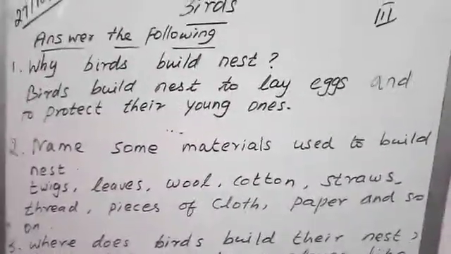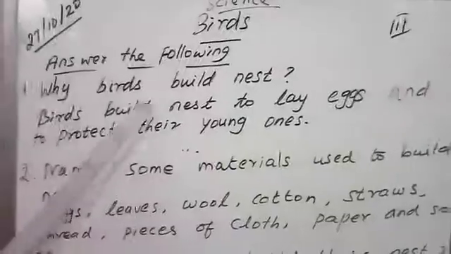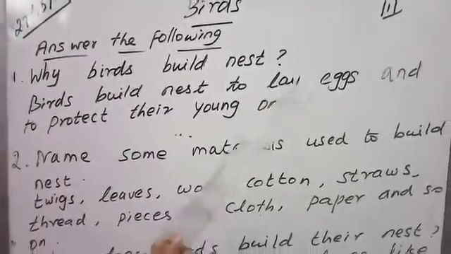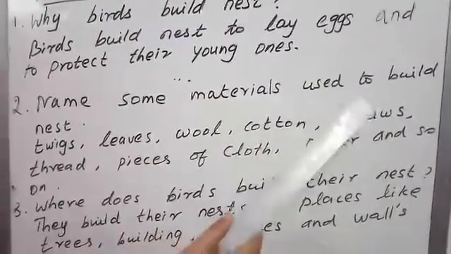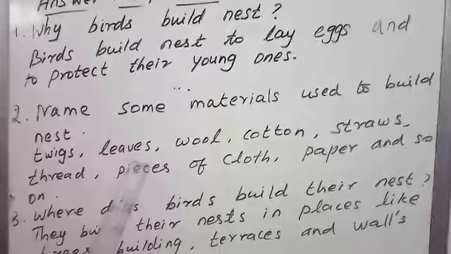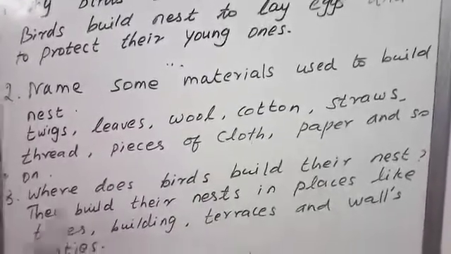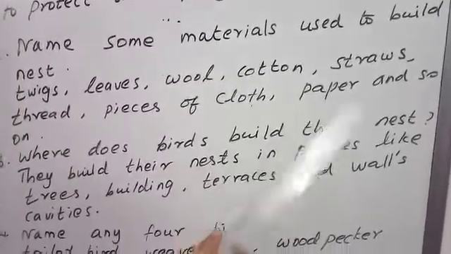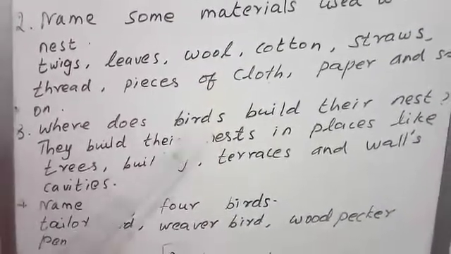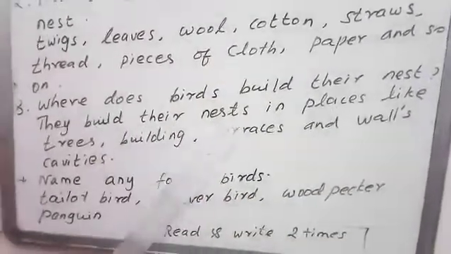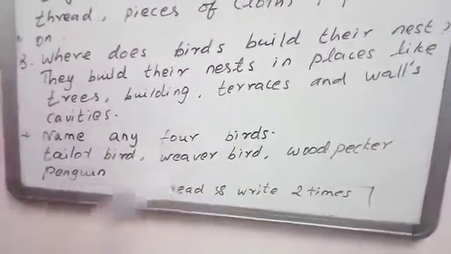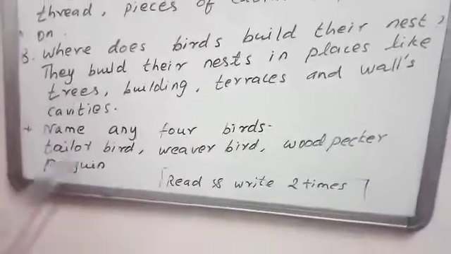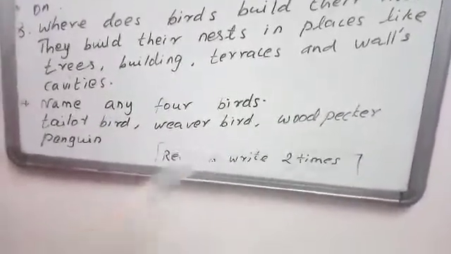Then we'll see the question and answer. Why do birds build nests? Birds build nests to lay eggs and to protect their young ones. Name some materials used to build a nest. Twigs, leaves, wool, cotton, straw, thread, pieces of cloth, paper, and so on. Where do birds build their nests? They build their nests in places like trees, buildings, terraces, and wall cavities. Name any four birds. Tailor bird, weaver bird, woodpecker, penguin.